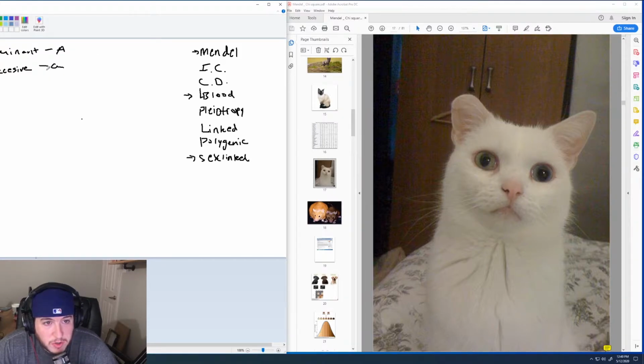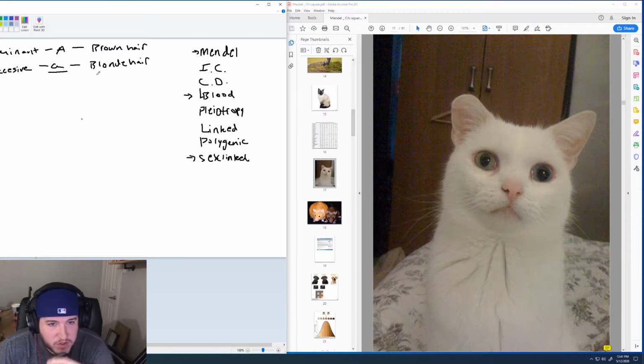Now, your genotypes are going to be the letters, whether you're dominant or recessive, and the phenotype is going to be whatever that person looks like. So let's say we're talking about hair. Let's say this is brown hair and, blue hair is not a thing, let's say blonde hair. So this would be our genotype, and this would be our phenotype. The phenotype is what you see. The genotype are the letters, which you don't see.